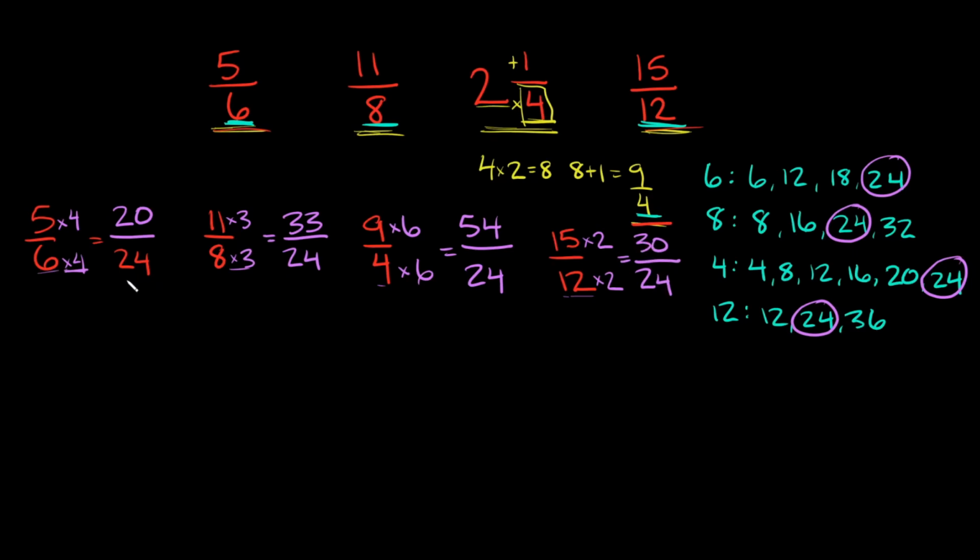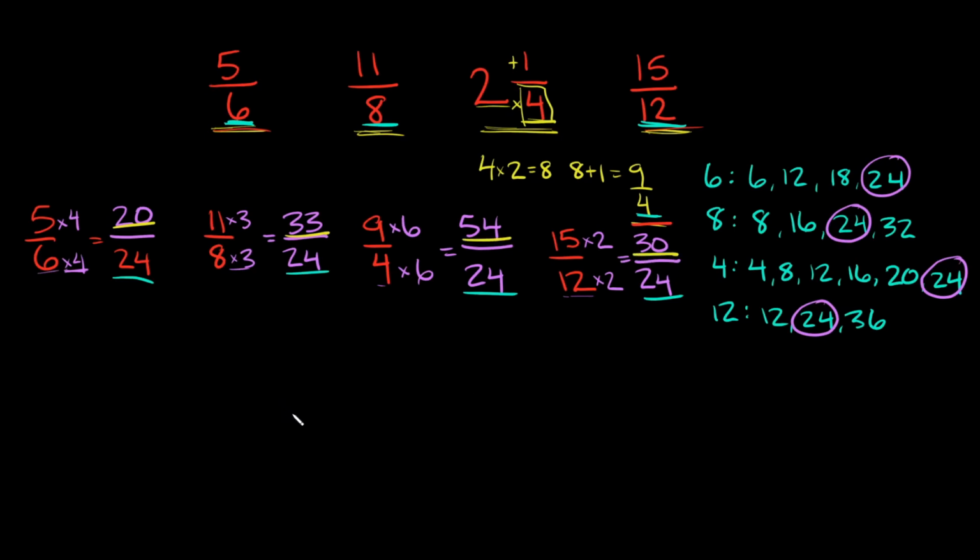So now you can see that they all have the same denominator, right? We have a 24 here, 24 here, 24 here, 24 here. So now all we have to do is compare their numerators. That's what we're going to list from least to greatest. So here we have 20, here we have 33, 54, and 30.